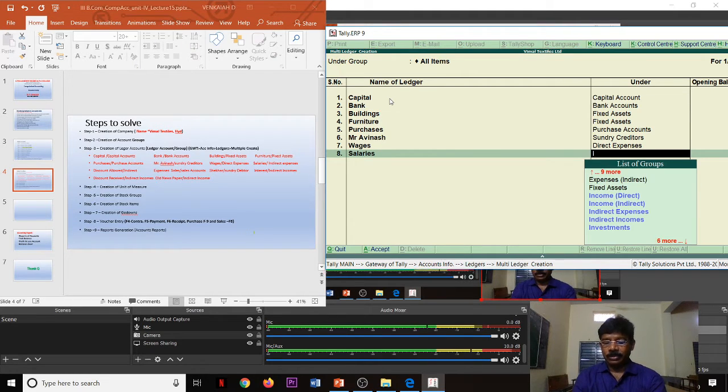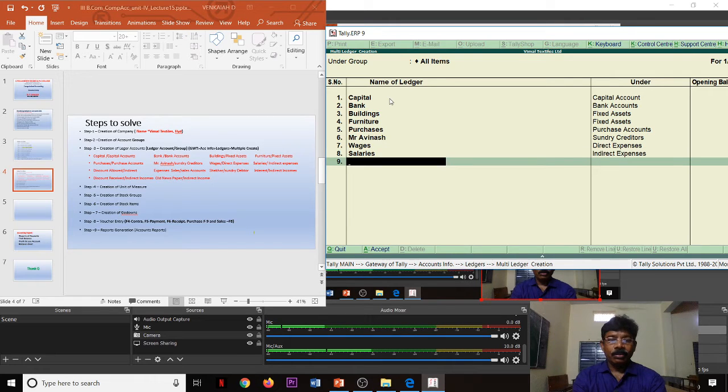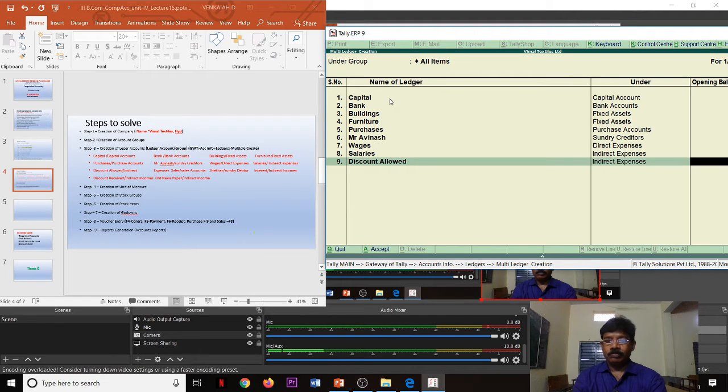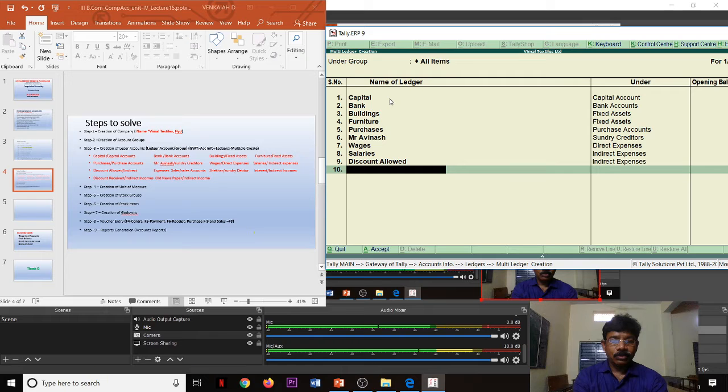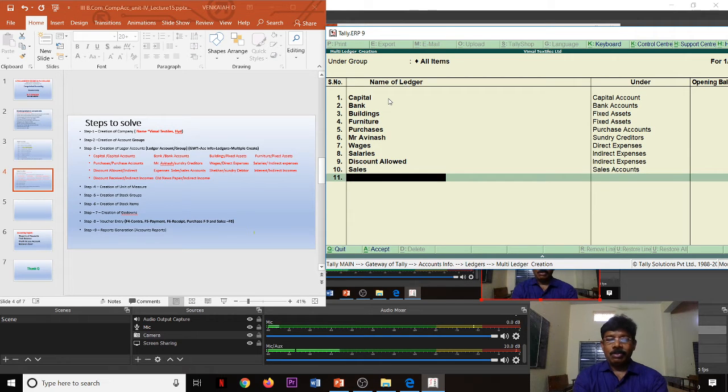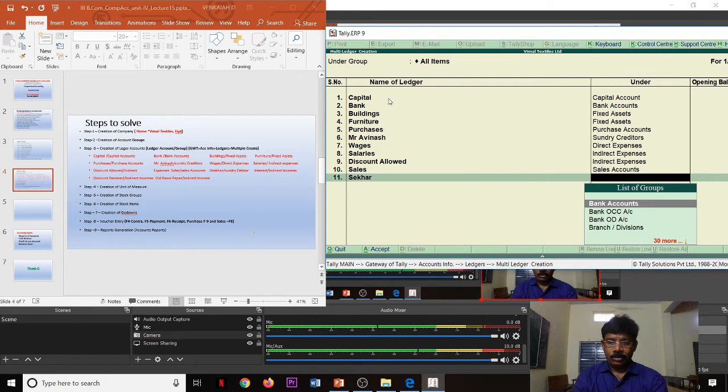Salaries, under indirect expenses. Discount allowed, under indirect expenses. Sales, under sales accounts. Shekhar, sundry debtor, I think.